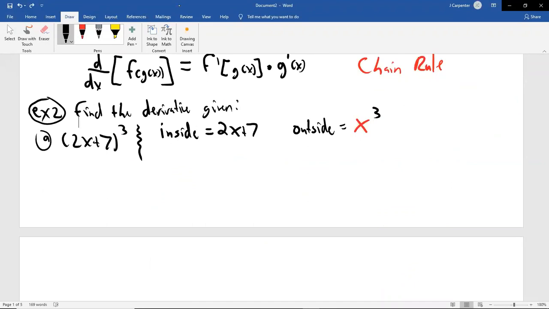Now we need to take the derivatives of each of these things. So the inside derivative, that's me saying the derivative of the inside, or I could write d dx of inside. This would be another way, and I'm going to erase it in a second.